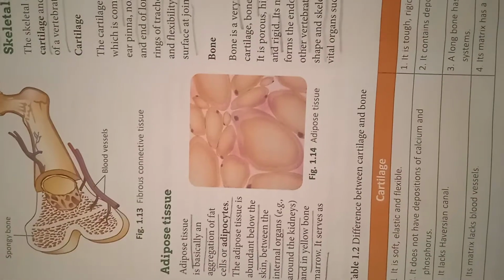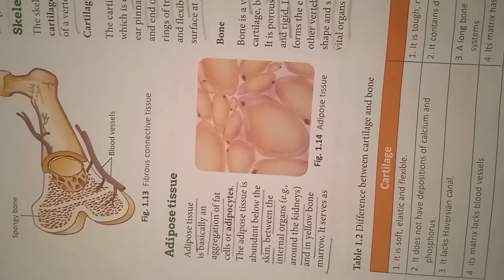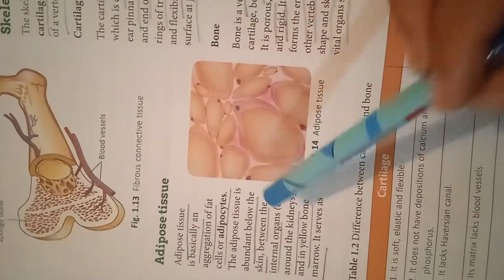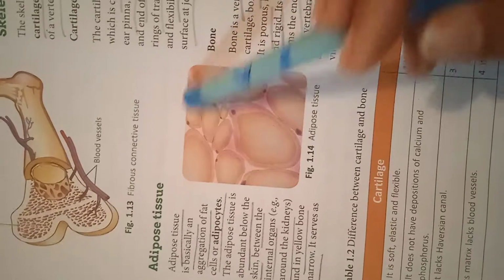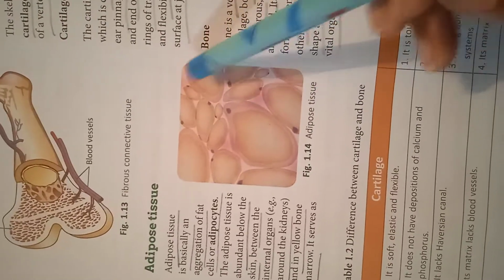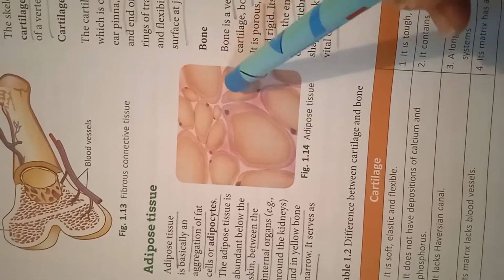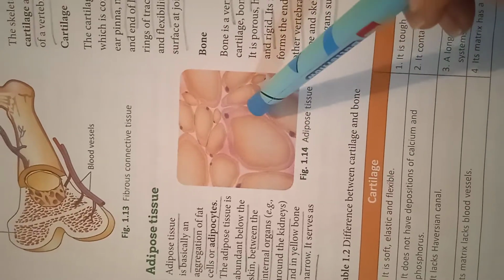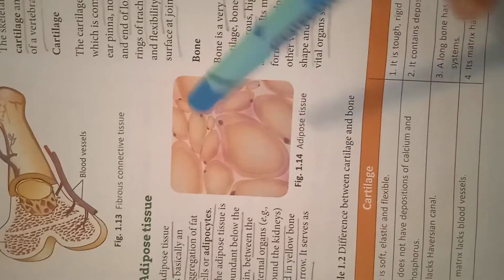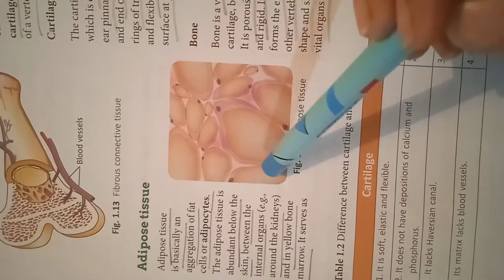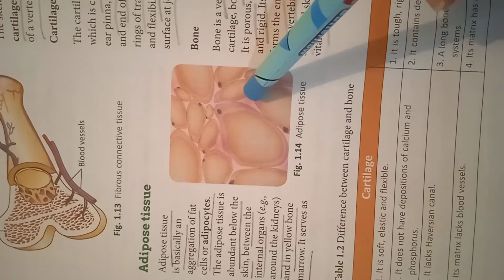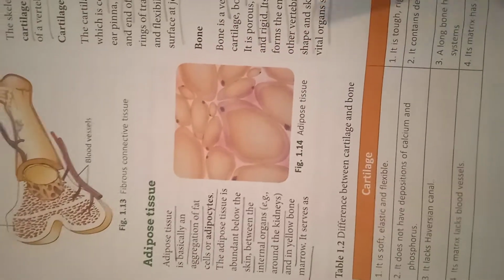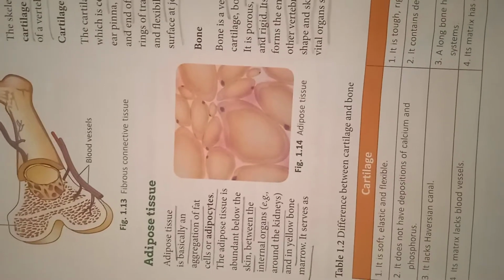And adipose tissues, they are basically aggregation. You can see in this figure, in adipose tissue at one place so many cells have accommodated, aggregated. Aggregation means collection. As you can see here, adipose tissue is an aggregation of fat cells, or adipocytes, as they are called.